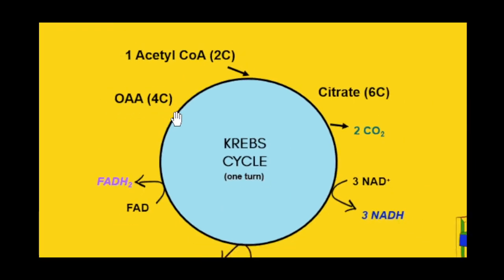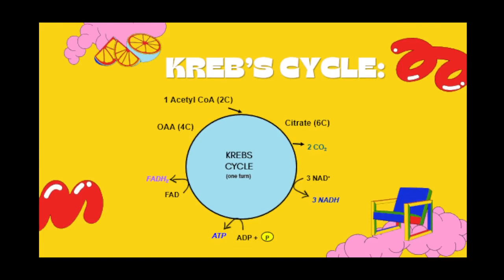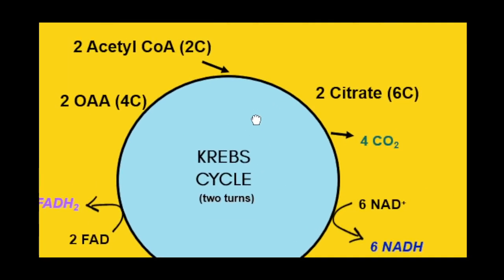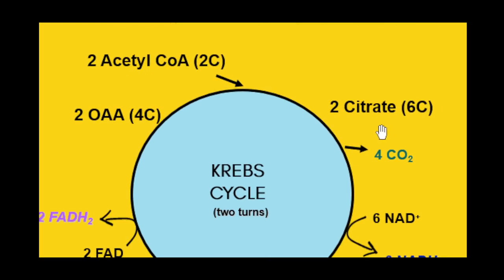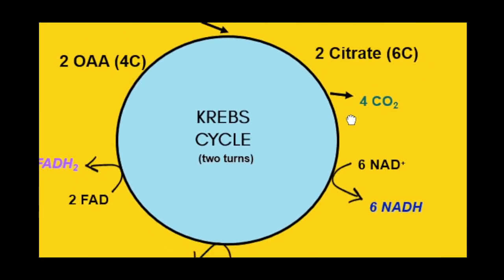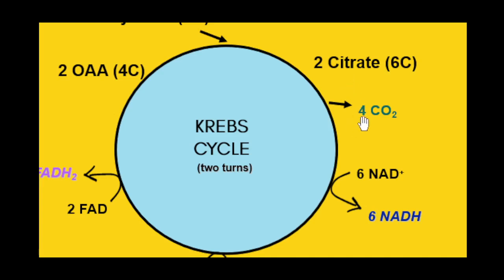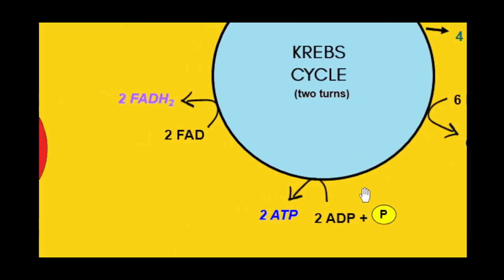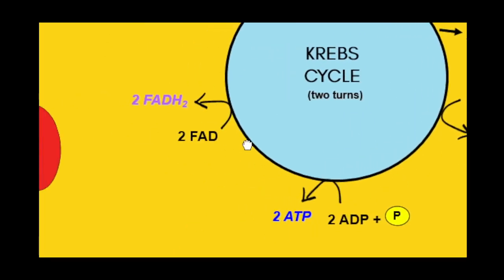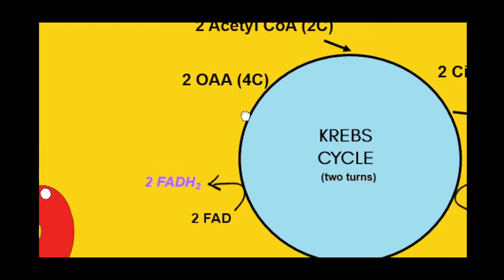I also said earlier that it takes 2 turns to oxidize one glucose molecule. So, let us see how 2 turns look like. Over here, we have 2 acetyl-CoA entering our cycle. They will bond with OAA again, so we now have 2 molecules of citrate. We're just doubling the first cycle that we looked at. So, there are now 4 carbon dioxide released, 6 NADH, 2 ATP created, and 2 FADH.